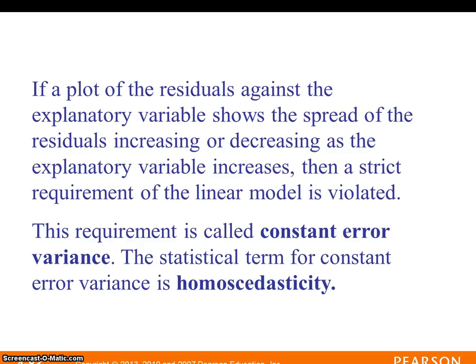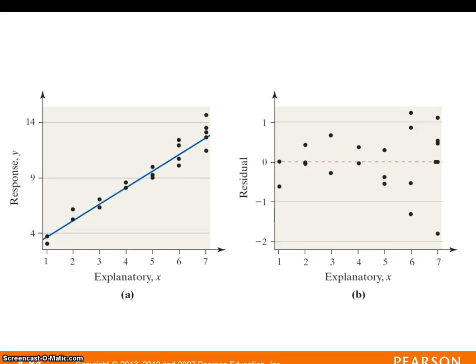So if the plot of the residuals against the explanatory variable shows the spread of the residuals increasing or decreasing as the explanatory variable increases, then a strict requirement of the linear model is violated, and this requirement is called constant error variance. And the statistical term for constant error variance is called homoscedasticity. Again, not anything you guys have to worry about, but maybe something you can impress your family and neighbors with when you go home. So here's the response variable. Here again, we're plotting the residuals, not the actual data here, and you can see it kind of spreads out as you go further here.